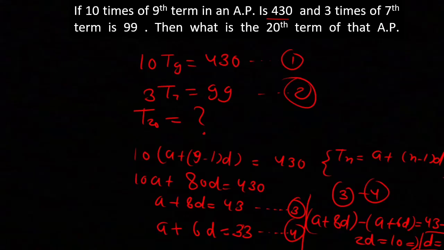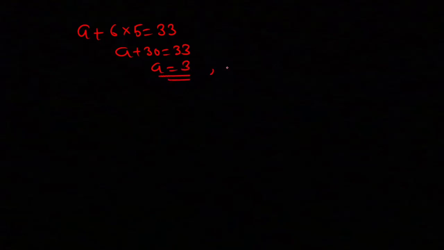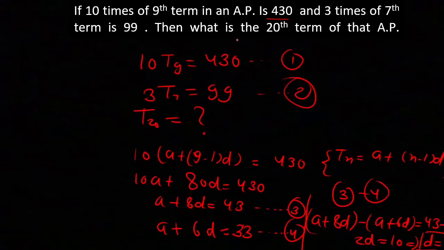Now let's find what a is. We can put the value of d in equation number 3 or equation number 4. We are putting it in equation number 4. So a plus 6 times 5 is equal to 33. So a plus 30 is equal to 33. Then a will be 3. So a is 3 and d is 5. The question asked what the 20th term of that AP is.